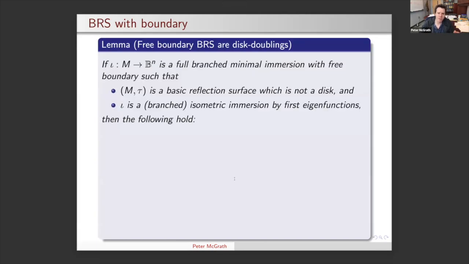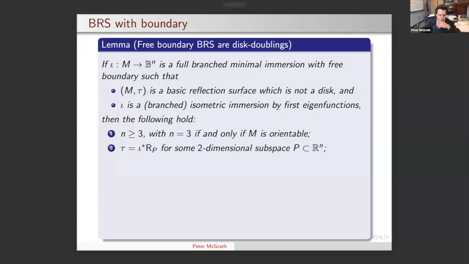So I state the analogous theorem. I'll go through it a little bit quickly. It's very much analogous to the theorem I stated before, but we're just in the boundary case. So we start out with the surface. I should have put ends here everywhere because we're supposed to be using ends for surfaces with boundary. So if we have a branched minimal immersion of a basic reflection surface by first eigenfunctions, then we go into the three ball if the surface is orientable, and the reflection is coming from the reflection in a two-dimensional plane.